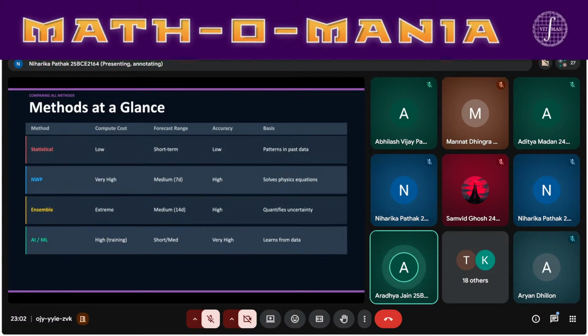As we move on to the next slide, let's get a brief on the methods I talked about, especially the major methods. The first one was the statistical method, which we talked about. Now, the compute cost of this is pretty low because it only uses past patterns, so it doesn't really have any equations or physics laws applied. So the forecast range will also be short term. It is only possible if, say, 1 or 2 days ago the weather was like this, so most likely it's going to be like that today.